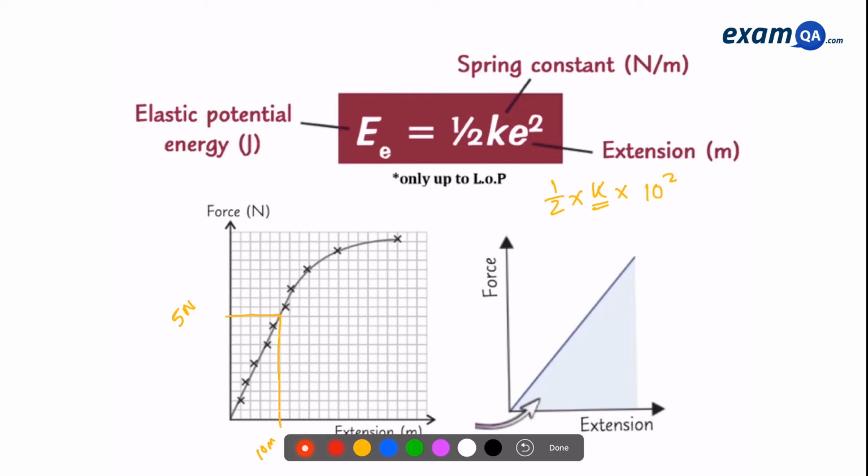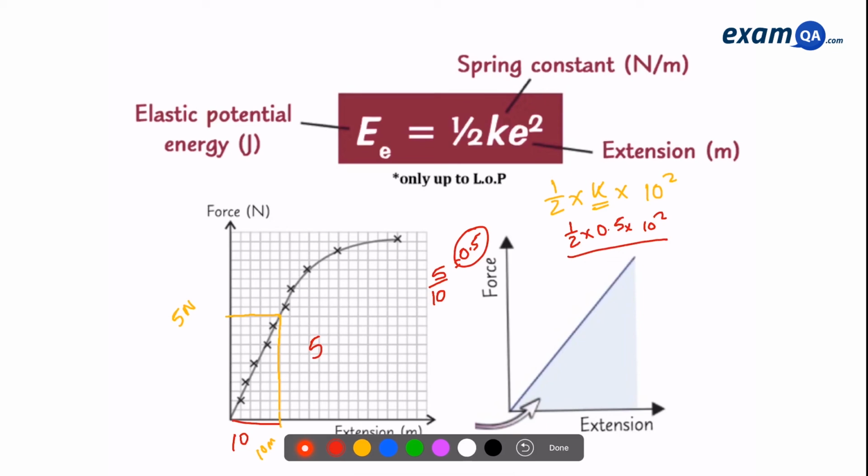So I've got a little triangle right here. I've got a line, sorry. I can work out the gradient of that line. What's the height of the triangle that I've produced? The height of this triangle is going to be 5. What is the width? The width is 10. So all I have to do is do 5 divided by 10. So that gives you 0.5. That's my K. So I can put that into here. So I'm going to do half times 0.5 times 10 squared. And from that, I can work out how much energy the spring has gained.